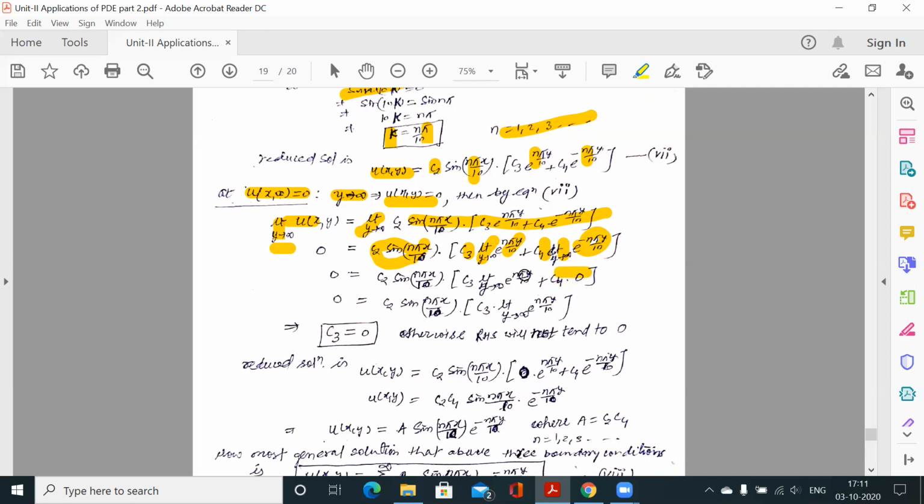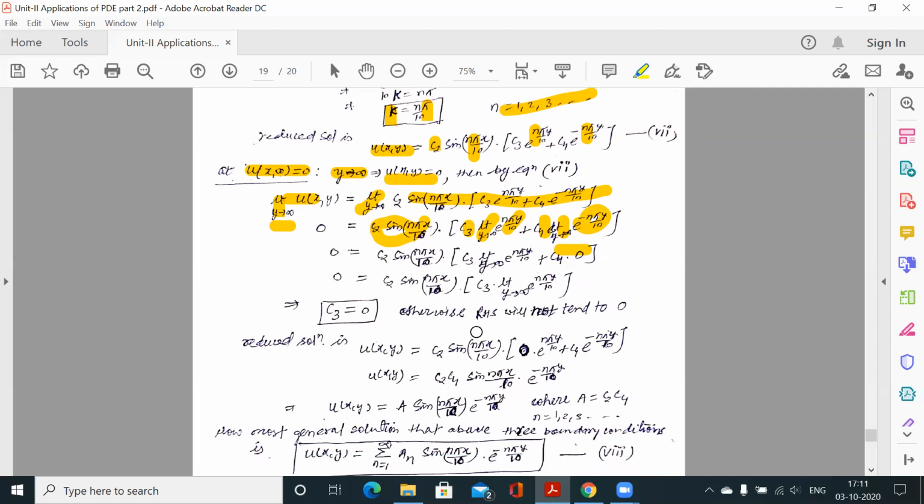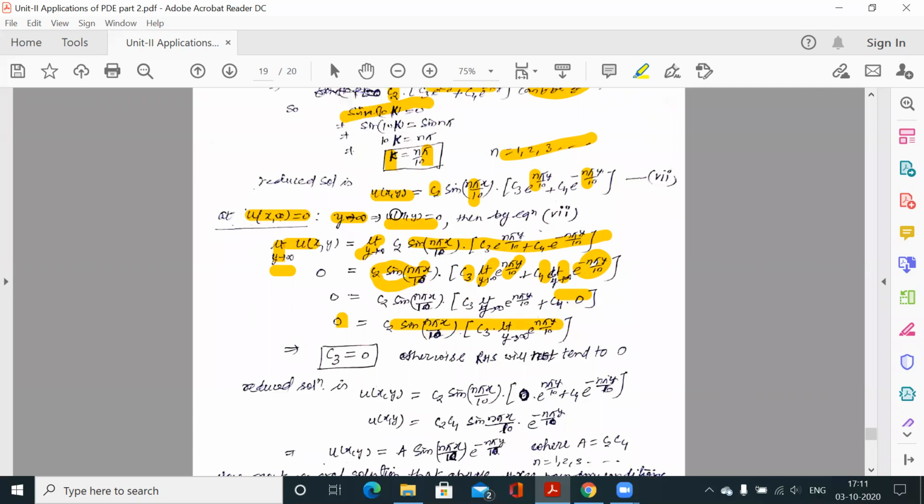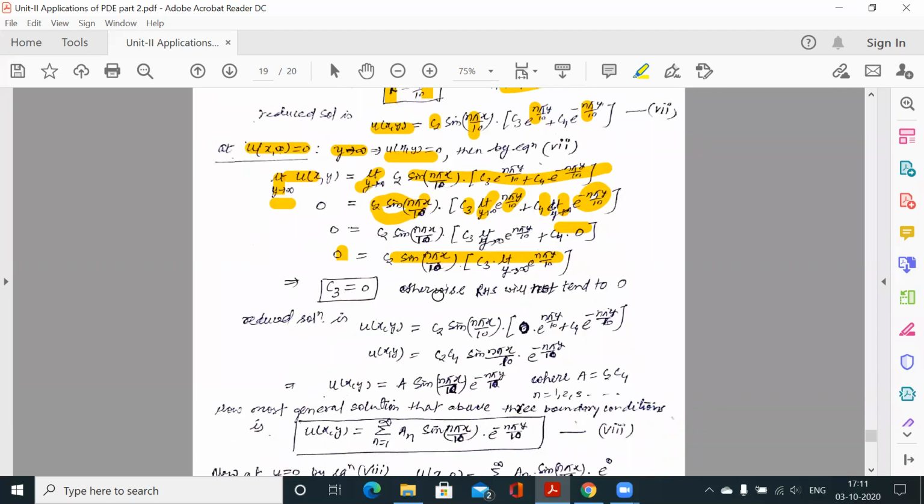Now if we apply y tends to infinity directly here, this is e to the power infinity, and infinity times something is infinity. But you are saying that this is 0, because the condition given is that this is 0 when y tends to infinity. So if you apply y tends to infinity here, it is infinity, but c3 is there, so it must be equal to 0. So the only possibility is c3, meaning if c3 is 0, then 0 times something would be 0.